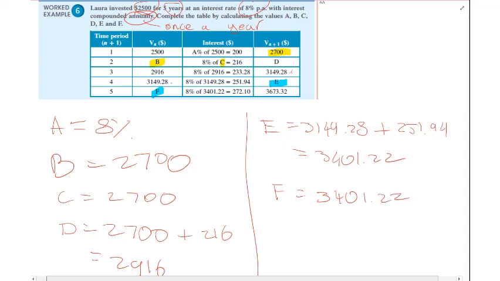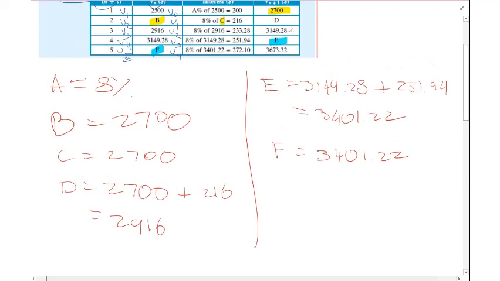So F is 3401.22. Keep in mind, so you can think about it, that's V0, V1. So this is your previous term, this is your next term. That becomes V2, that's V1 as an answer. We'll go V3, that's your V2 answer. V4, V3, V5, V4. Okay, and that's the worked example for this one.